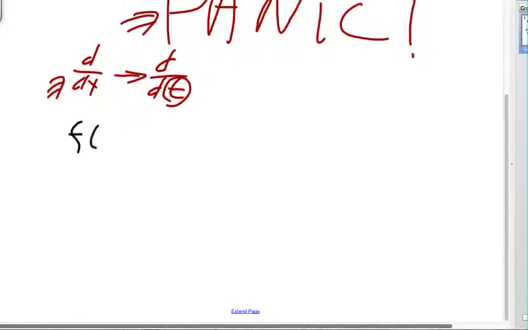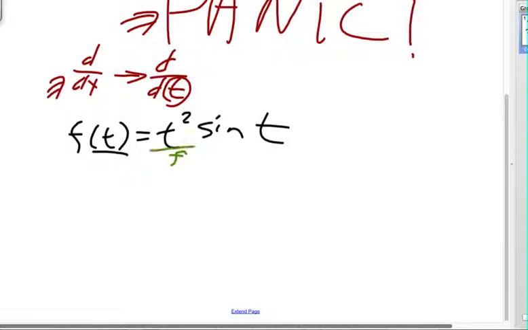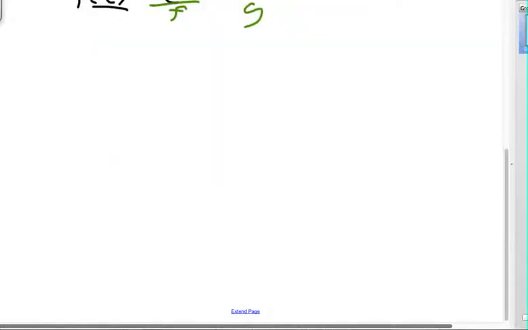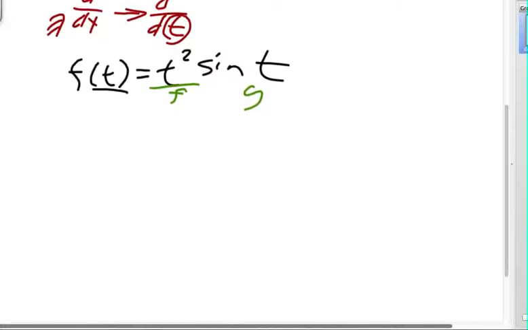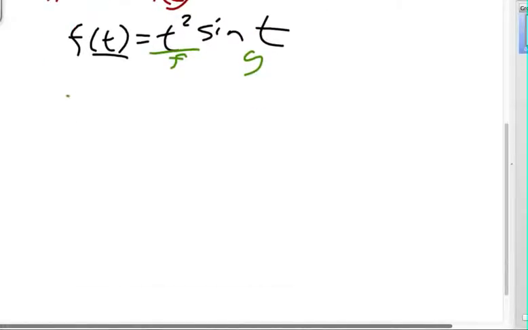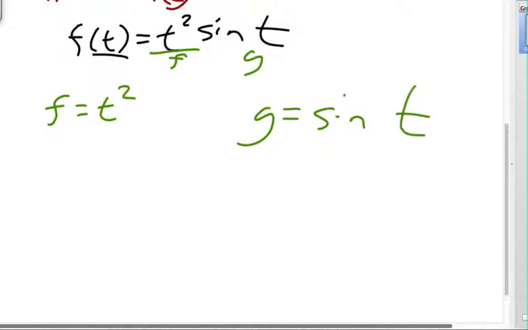I've got a function which is t squared sine of t. All right, so the first thing I notice, there's no x's. I don't even have an x here. Okay, panic. Now stop. So this is not that big a deal. We can do the same thing. There's f, it's t squared, and there's g. So now I come through and I write this down. F is t squared. G is sine of t.